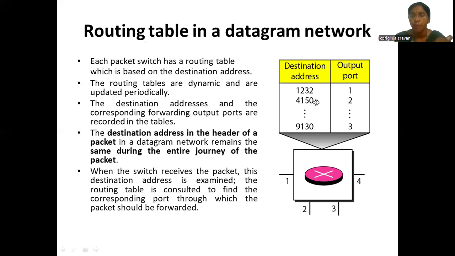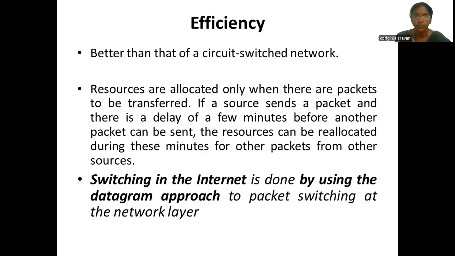If this packet does not match this port, then it has to go to the other port. When the switch receives a packet, the destination address will be checked and verified. Then the routing table will be consulted to find the corresponding port to reach the destination. This is how packets reach the destination using the switching table.